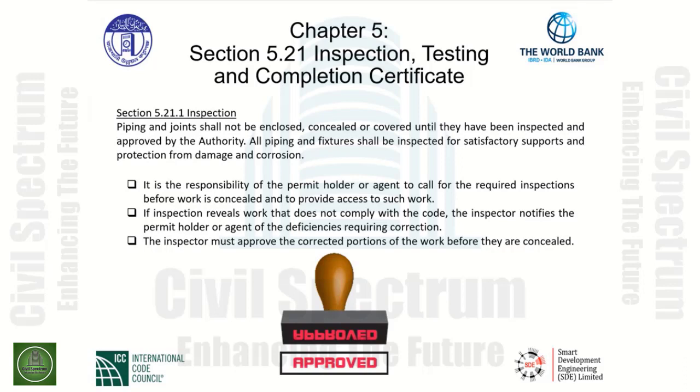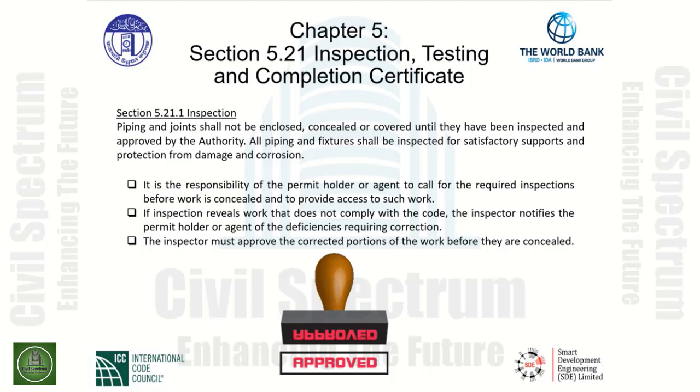Section 5.21 gives us requirements regarding inspection, testing, and a completion certificate. So piping and joints are not permitted to be enclosed. They're not permitted to be concealed or covered until they have been inspected and approved by the authority. All piping and fixtures shall be inspected for satisfactory supports and protection from damage and corrosion.